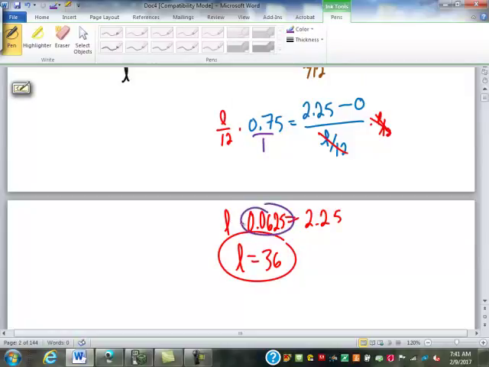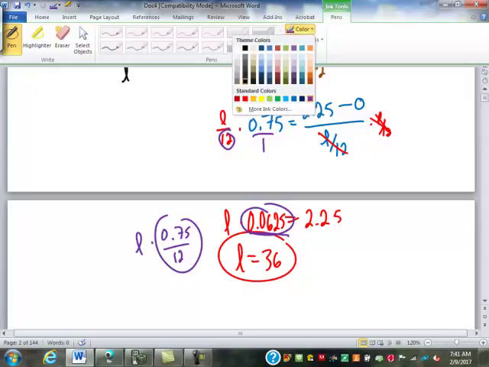Divided by 12 equals... whatever. What I did is I multiplied the L over 12 times the 0.75 over 1. So I've got L times 0.75 over 12, right? Because 12 times 1 is 12. So I divided out the 0.75 divided by 12, which gives me the 0.0625. Or you could take the 2.25 times 12 and then divide it by 0.75. You could do that.